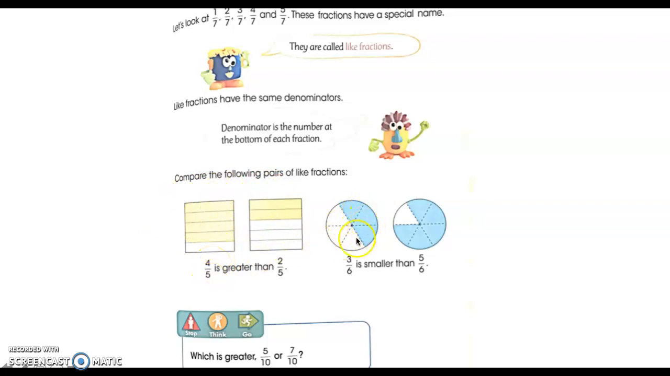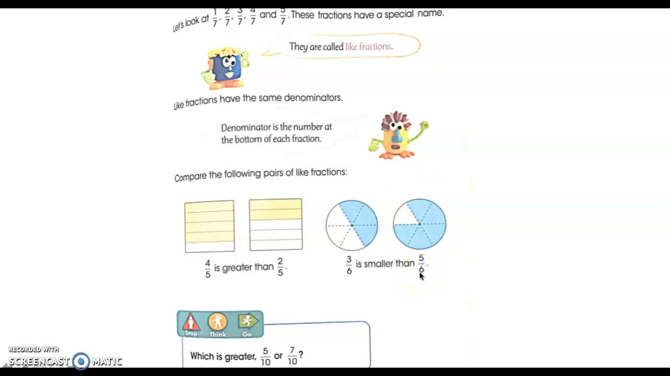Now compare this one. This is divided into 6 parts. Now I have taken 3 parts here and 5 parts here. Which one has more colored part? Which fraction is supposed to be more? So this 5/6 is more.